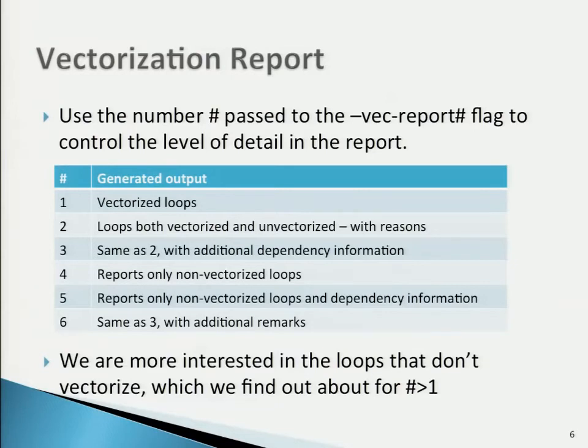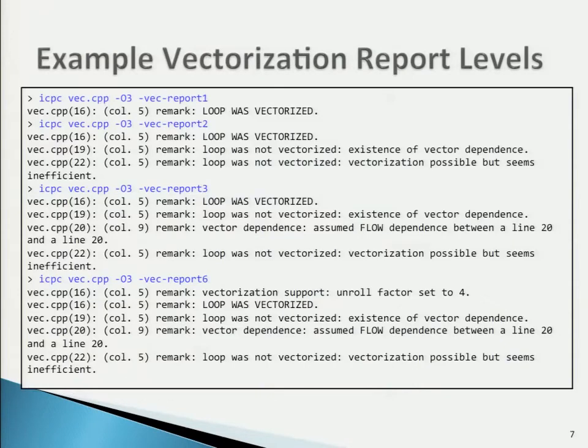Level 3 will do the same, but where there has been a problem due to dependency, it will give you some more detailed information that might help you find the cause of the problem. And then 4 and 5 show us just the loops that haven't been vectorized. And then level 6 gives some more detailed comments, as we'll see over here. So here I just had a simple little bit of code, and I compiled it with the different reporting levels, and this is the output I got.